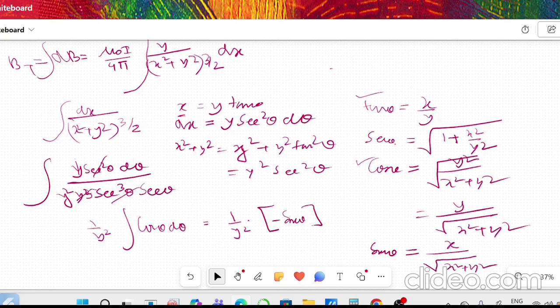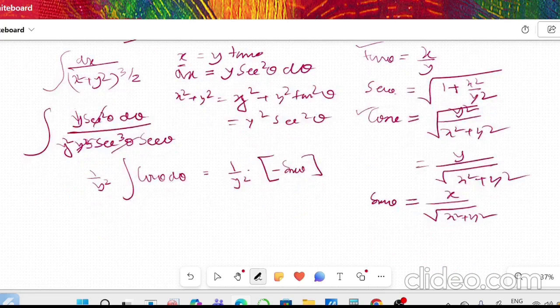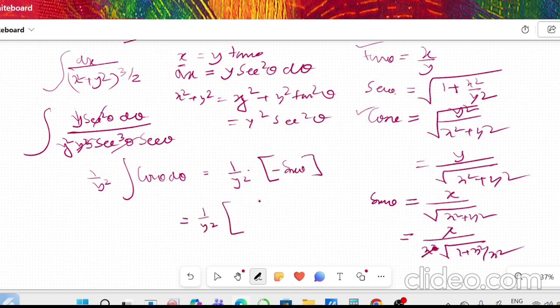Now there is a very interesting change that can be made here. Suppose you just take out x square, so this will become y square by x square. So x will cancel out. So I just write down here 1 by y square, and this becomes minus of 1 by root of 1 plus y square by x square, and this goes from 0 to L.